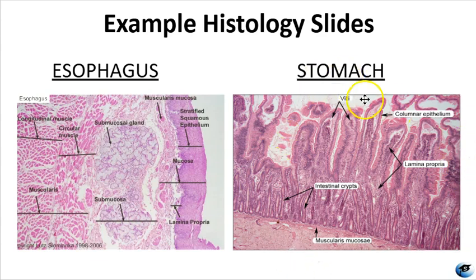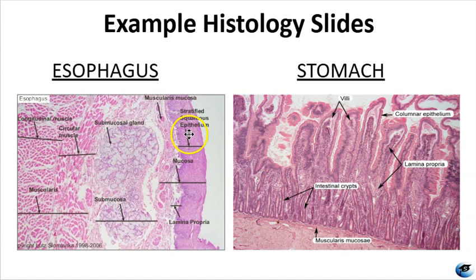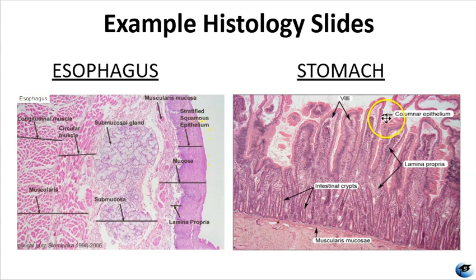And then if you look at the stomach histology slide here, the lining will change abruptly to simple columnar epithelium. So this is the stratified squamous, and this is the columnar, simple columnar epithelium. So this is a key distinction that you will be able to see very clearly at the esophageal gastric junction.